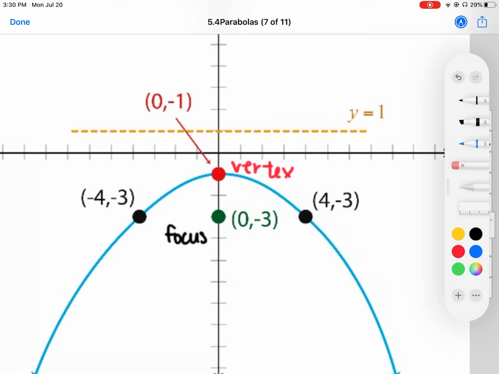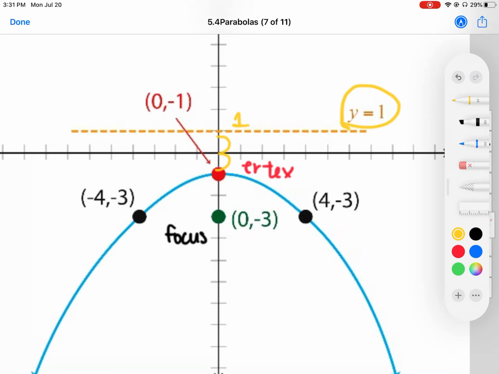Then we're going to move 2 units away. 1, 2. And that's your directrix. And it opens not going through your parabola. I don't know if that is a good wording. So it'll be a horizontal line, and this is at 1. So horizontal line at 1, y equals 1.